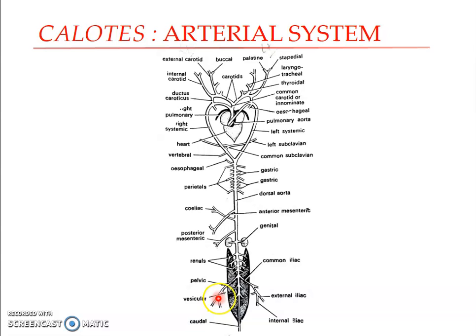and it supplies the various muscles and the different parts of the legs. At the same time, just before the bifurcation, you can see there is a vesicular branch from each of the common iliac, and this vesicular branch supplies the bladder. So you can see the common iliac enters the hind limb, and on the way it gives off a pelvic artery supplying the pelvic girdle, a vesicular artery supplying the bladder, and then it divides into external and internal iliac supplying the muscles and the other structures associated with the hind limbs. The dorsal aorta, further the common iliac, continues as the caudal artery, entering the tail of the Calotes. Okay, so this is the arterial system.